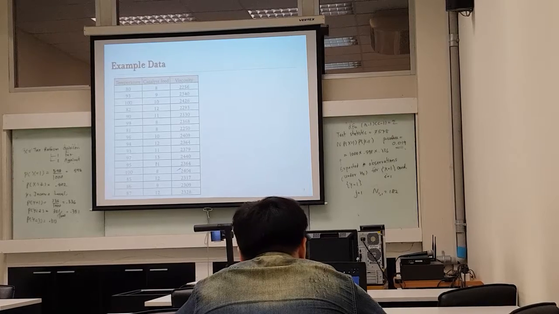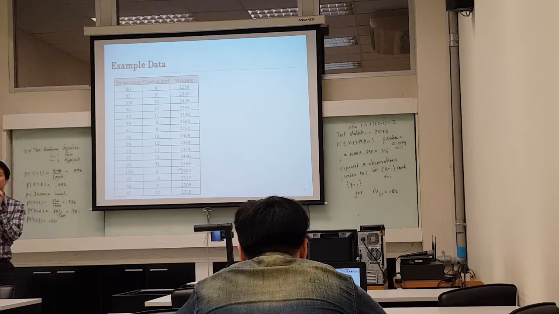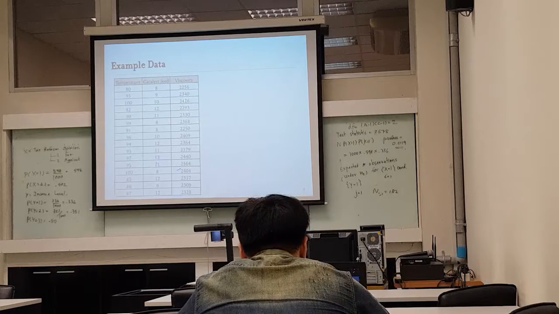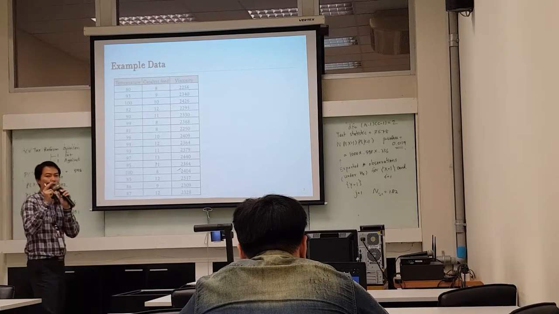Now let's see our data set first. In linear regression, we are interested in predicting some variable called the response variable or output variable. In this data set, our response variable or output variable is viscosity. So viscosity is some property of fluid.